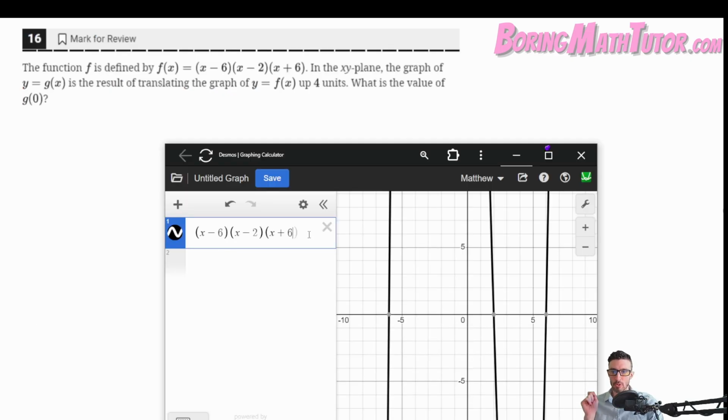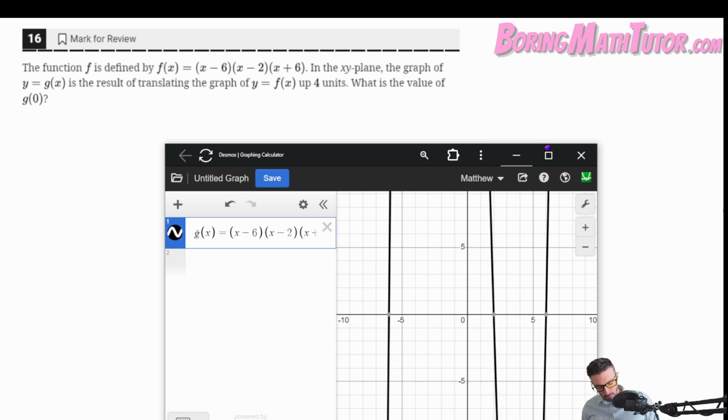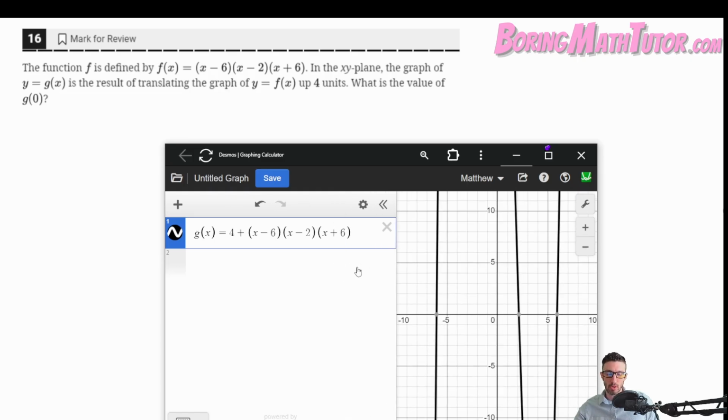All right, so to conserve our brain cells, we are going to open up Desmos finally. And they're telling us that g of x is the result of translating the graph of f of x up by 4. Now, what I wrote over here is f of x, but if I want to get g of x, then I'm going to need to put 4 plus whatever f of x was.